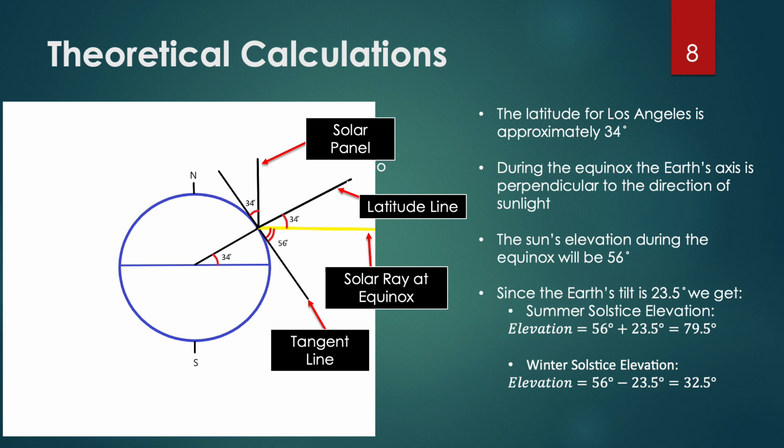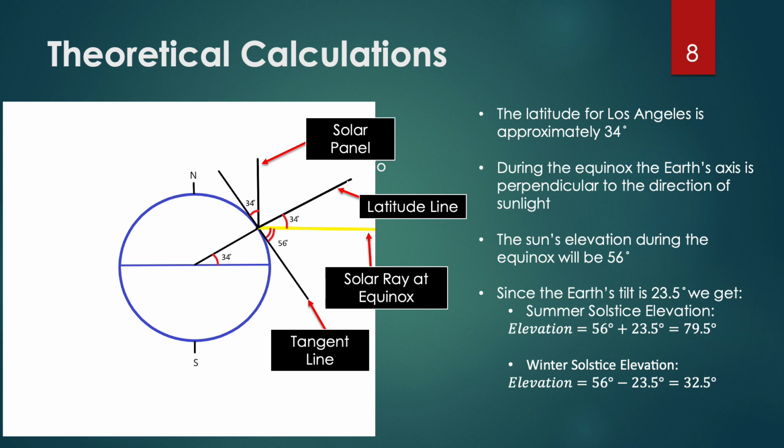If we want to theoretically estimate the sun's elevation at the equinox, the summer solstice, and the winter solstice, there are two main assumptions you need to start with. The first is knowing your latitude at the area you're at. For Los Angeles, our latitude is approximately 34 degrees. The second is that, as I mentioned earlier, during the equinox, the Earth's axis is at a perpendicular angle to the direction of the sunlight.